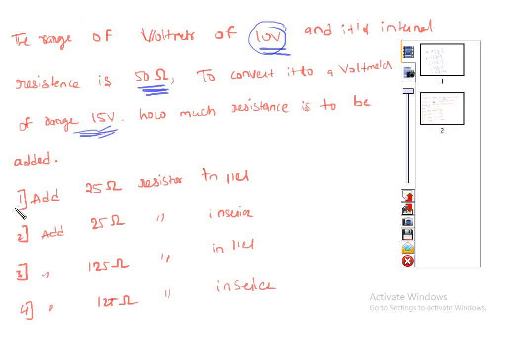So we have two options, first or second, parallel or series. Please understand, in converting a voltmeter to a higher range, the resistance is always added in series. So it is 25 ohms in series, because to make it safe we always add it in series, right? So I hope it is clear. Let's get back to another question.